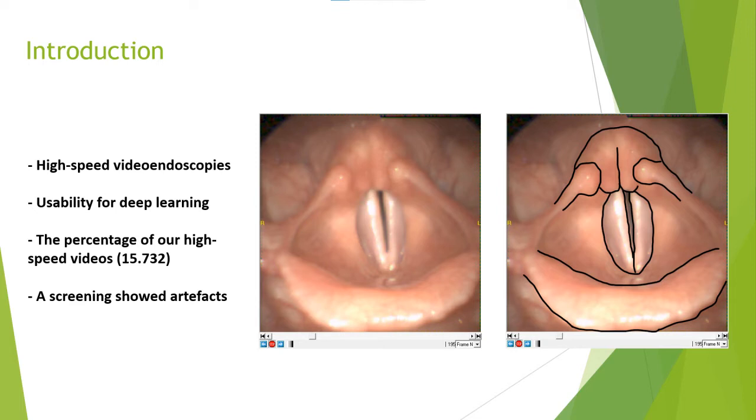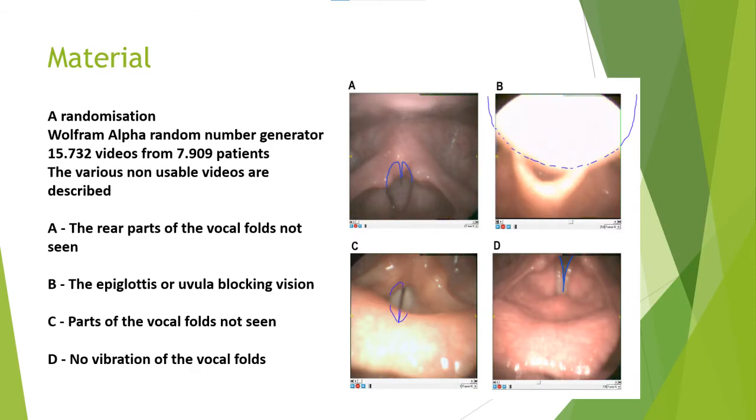The pictures show a normal larynx with markings of the essential parts from top to bottom: the arytenoid region, the vocal folds, and the epiglottis. A randomization was made with Wolfram Alpha random number generator, selecting between 15,732 videos from 7,909 patients. The various non-usable videos are described.